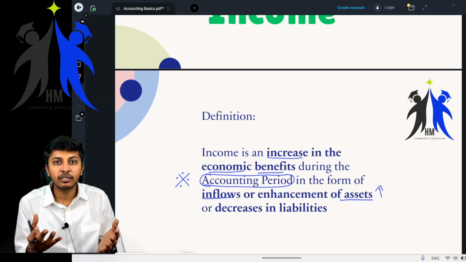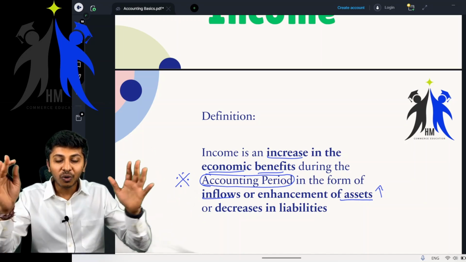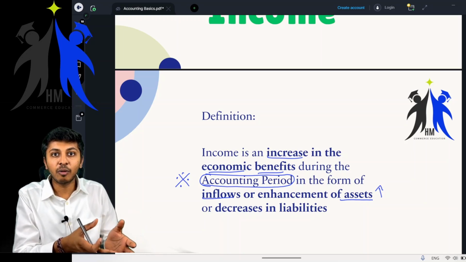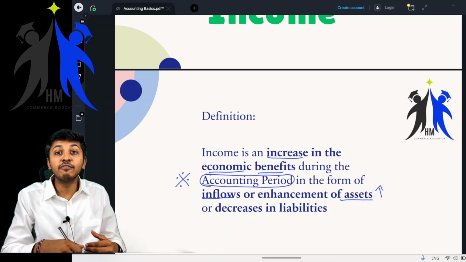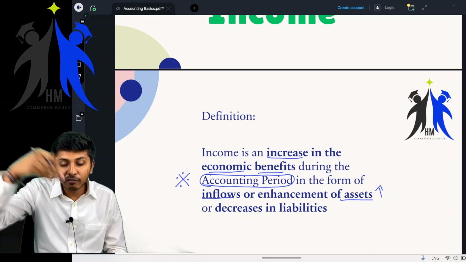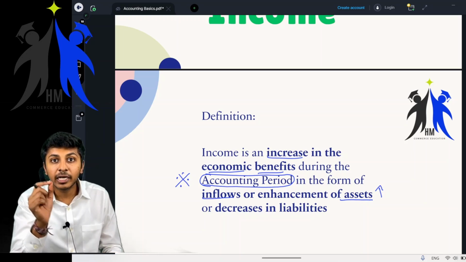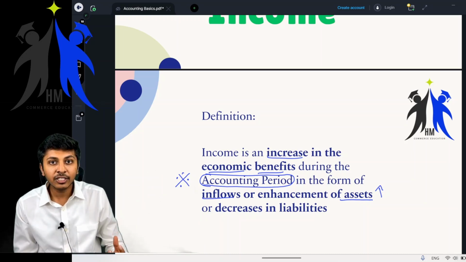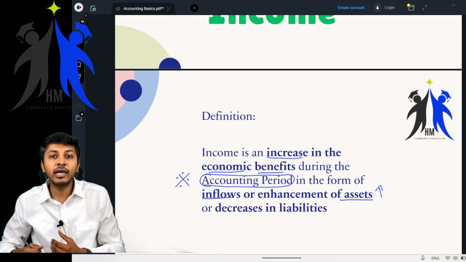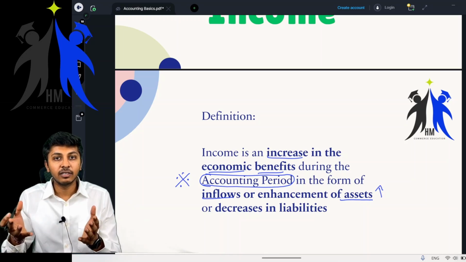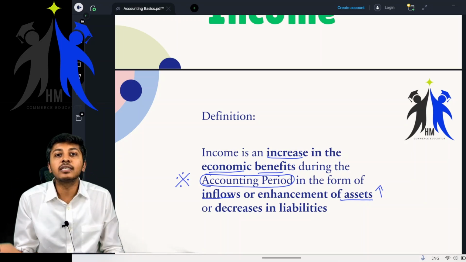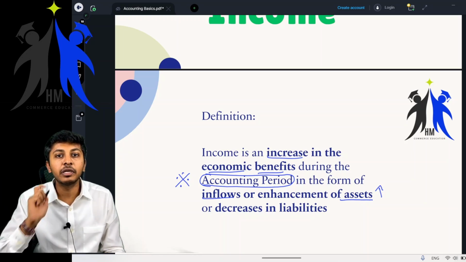What is cash? Cash is a resource owned and controlled by the entity, which is giving us economic benefits inflow into the entity. Correct? If you have cash, you can get any economic benefit inflow into the entity. Are you getting my point? So cash is an asset. If you sold goods and you're getting cash, you are getting economic benefits into the entity, which is increasing your asset. So if you do some activity in a particular accounting period which will increase your assets, that will be your income.